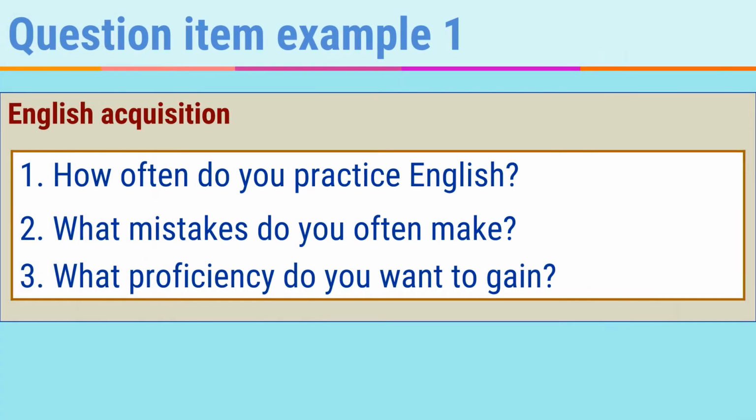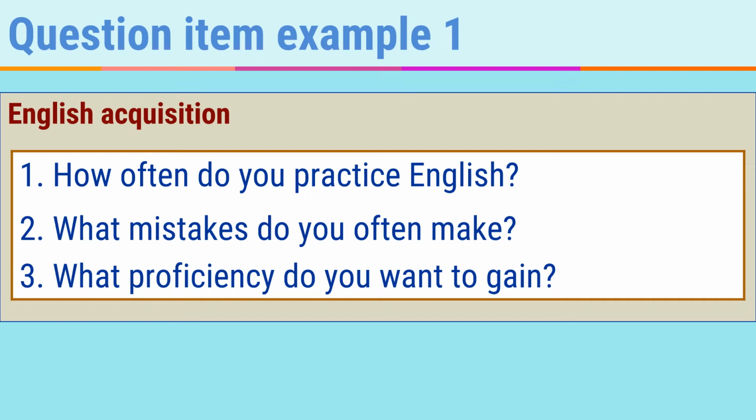Now, in the second part, I'm going to look at some examples that you have already provided. First one, these items are written to measure English acquisition. 1. How often do you practice English? 2. What mistakes do you often make? 3. What proficiency do you want to gain?